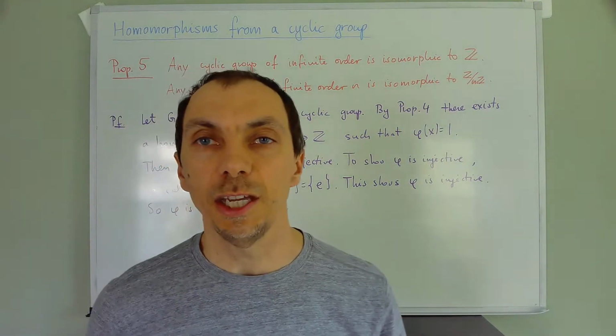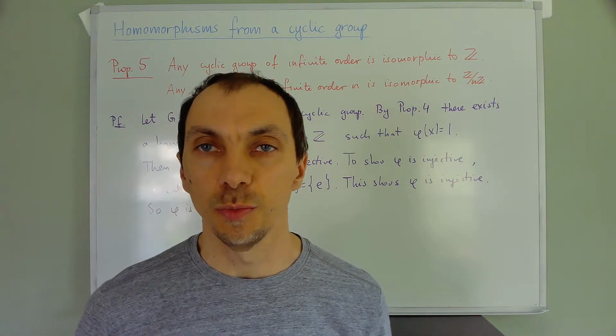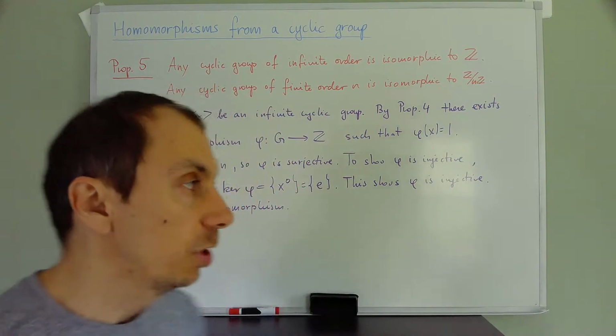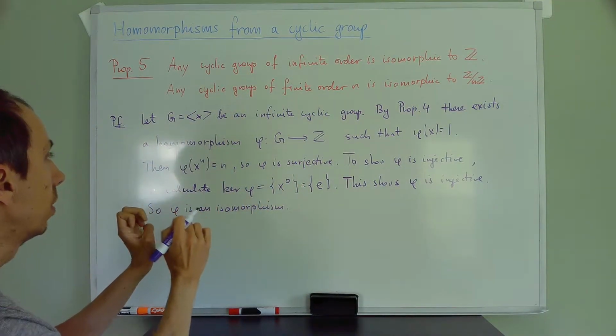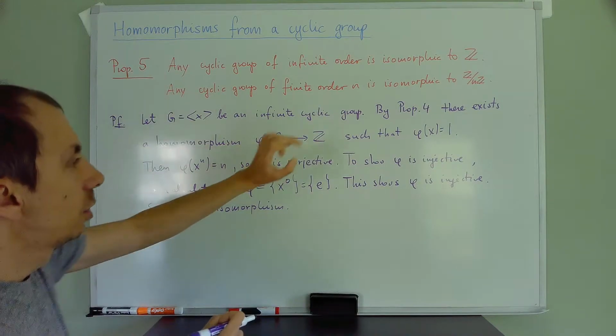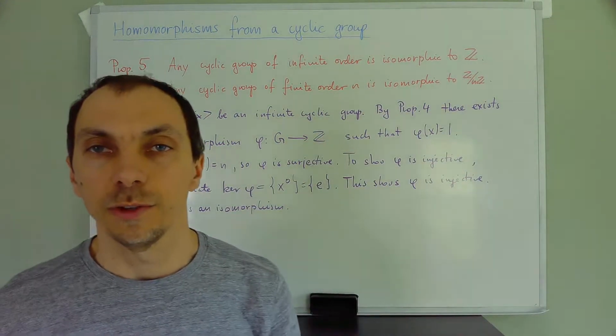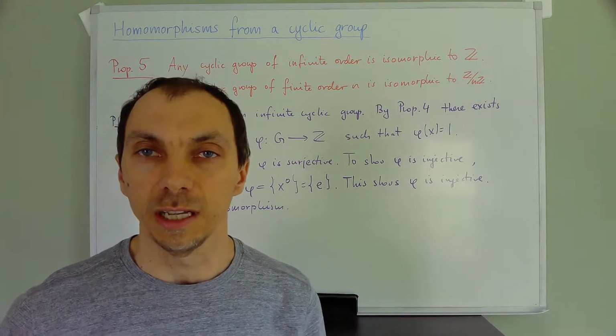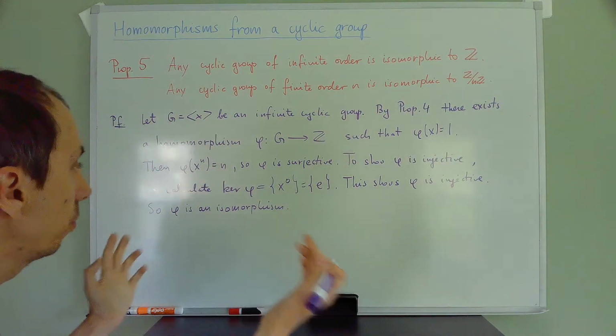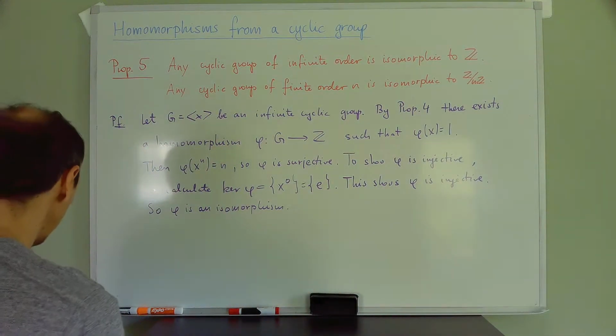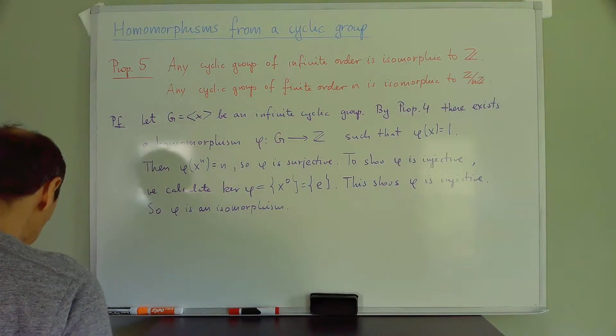Quite amazing. Any infinite cyclic group is isomorphic to Z. And you can even notice how you construct this isomorphism. You send the generator to 1. I could have also sent the generator to -1 and get another isomorphism. But one isomorphism is enough. Okay, so now let's do the other case.